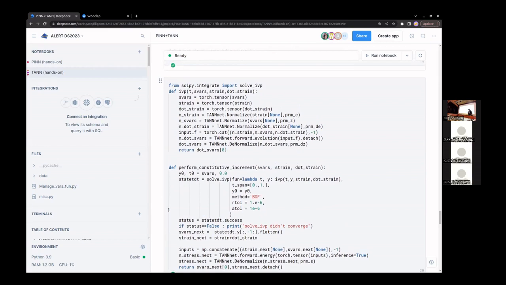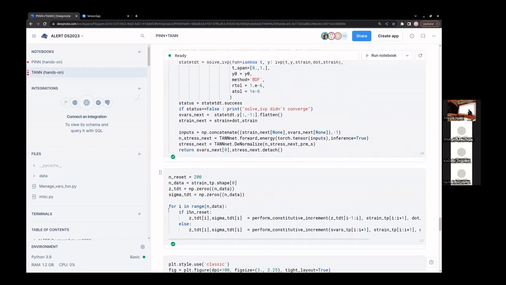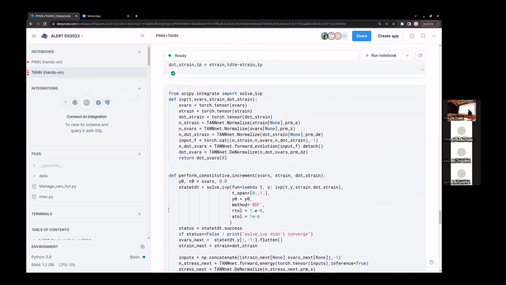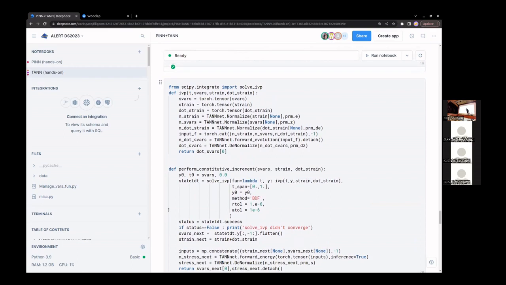Now look at those distortion tensors: we are working with NumPy arrays, and TensorFlow or PyTorch want their own tensors. What we're doing in here is that we initialize our material system at state 0, for instance, and we iterate over the time steps. We predict the z and the sigma in the next increment. How do we do that? Very easily, not very precisely though. We call this function, perform constitutive increment. We simply solve an initial value problem with some initial condition, which is basically the z at time 0, the actual one.